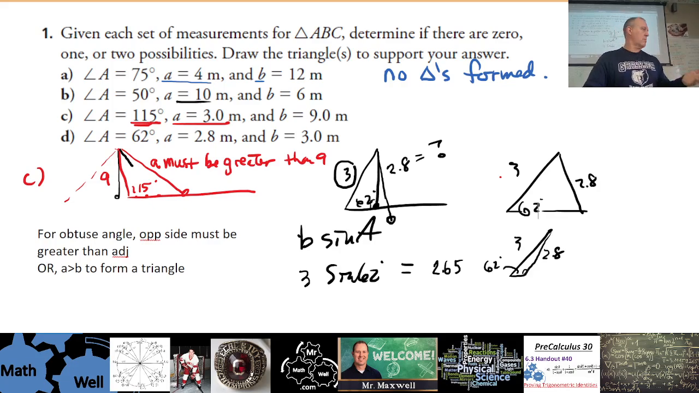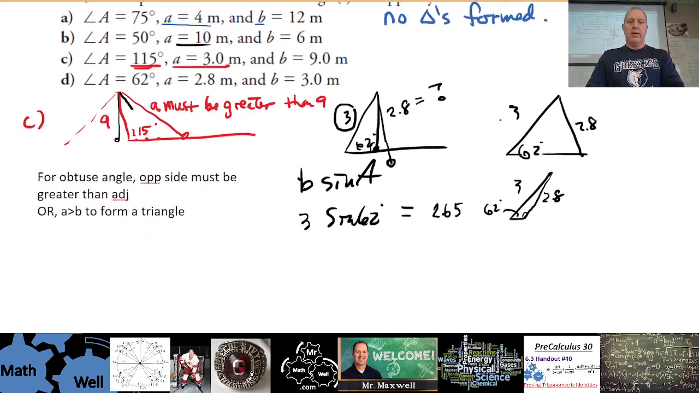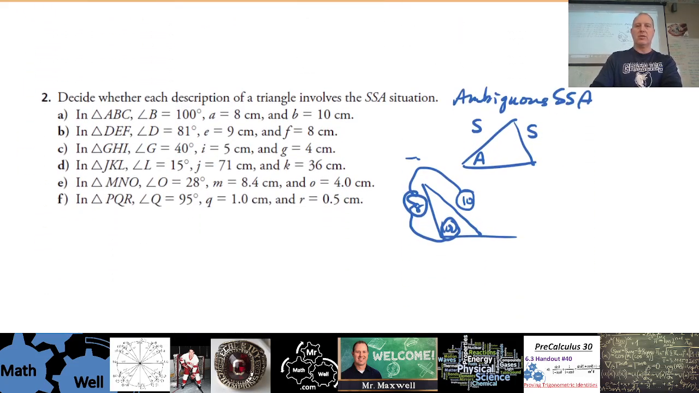Are there more questions in number 1, or does it just go to D for you guys? All right, number 2 is right here. So go ahead and get on number 2. Decide whether each description of a triangle involves an SSA situation. So remember, are we given an angle, its opposite side, and then an adjacent side? Because if the angle is included, that's not an SSA, right? The angle can be here, or it can be over here.